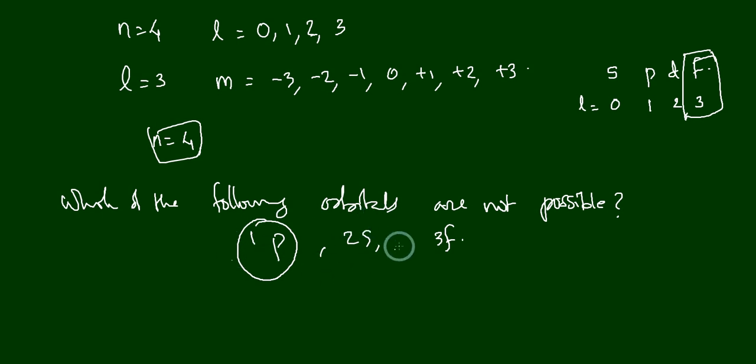What about 2s? Yes, it is possible because the principal quantum number is 2, so the subshells possible are s and p. Therefore 2s is possible. And what about 3f? If 3 is the principal quantum number, then only 3 subshells are possible: s, p, and d. So f is not possible. So these two, 1p and 3f, are not possible.